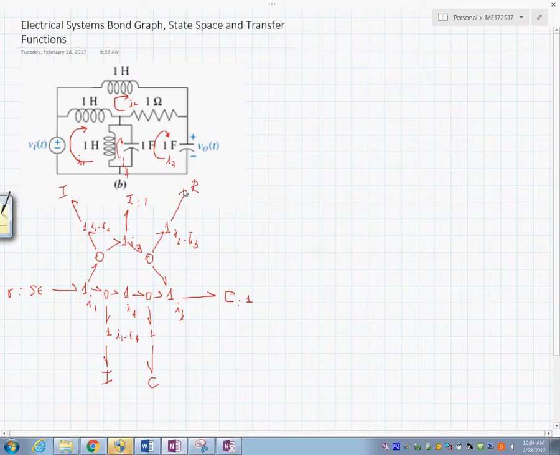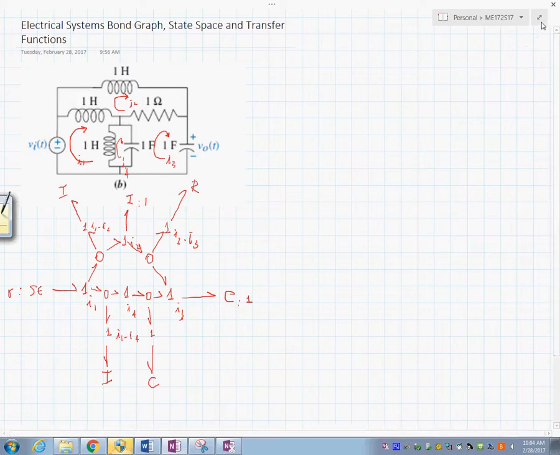Just from experience, in here you see you have an I element that is on a 0 junction, and one that is on a 1 junction. Chances are that these are dependent on each other. So I'll tell you in a moment, if that happens, how to resolve it, okay?